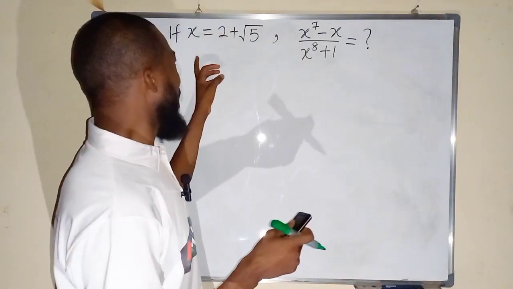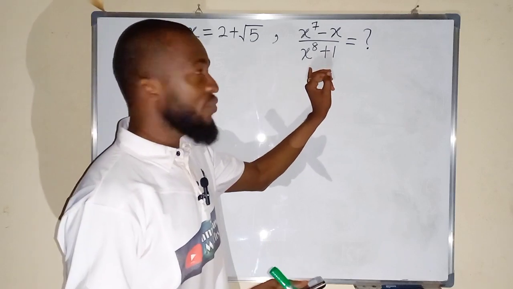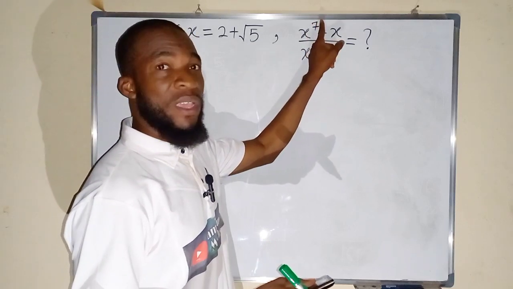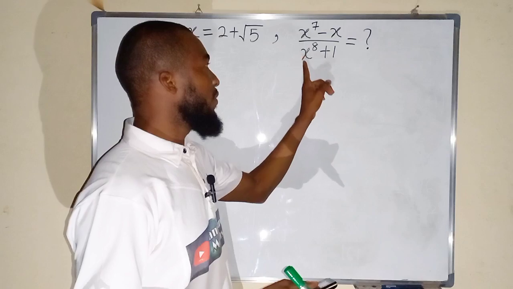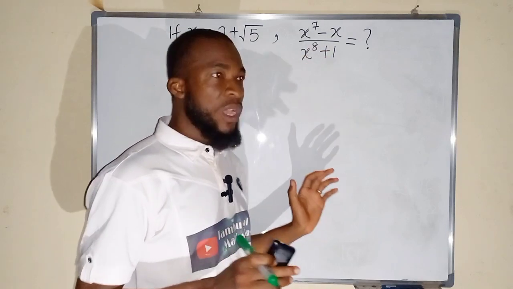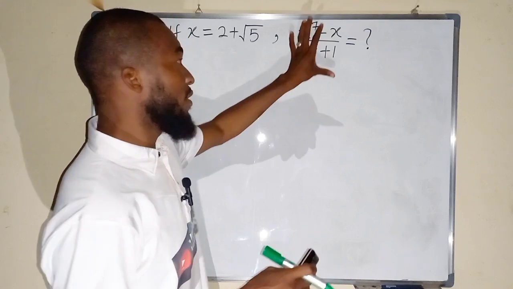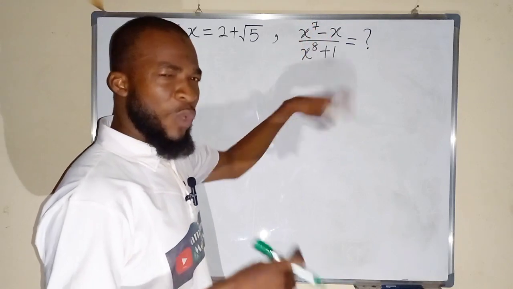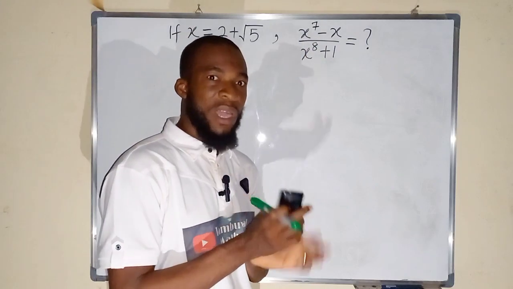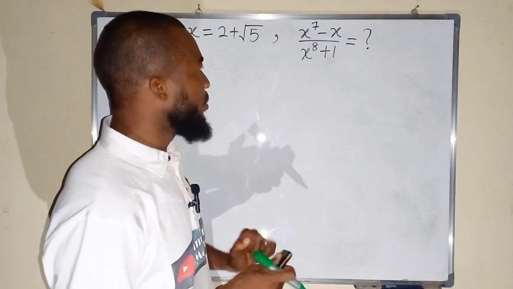In this tutorial we are going to find a solution to this nice Olympiad mathematics question. We are given that if x is equal to 2 plus root 5, we are asked to evaluate the expression (x to the power of 8 minus x) divided by (x to the power of 8 plus 1). Naturally you can just substitute the value of x into this expression. But while solving Olympiad problems, you have to apply logic. So first of all, let me simplify this a little bit.